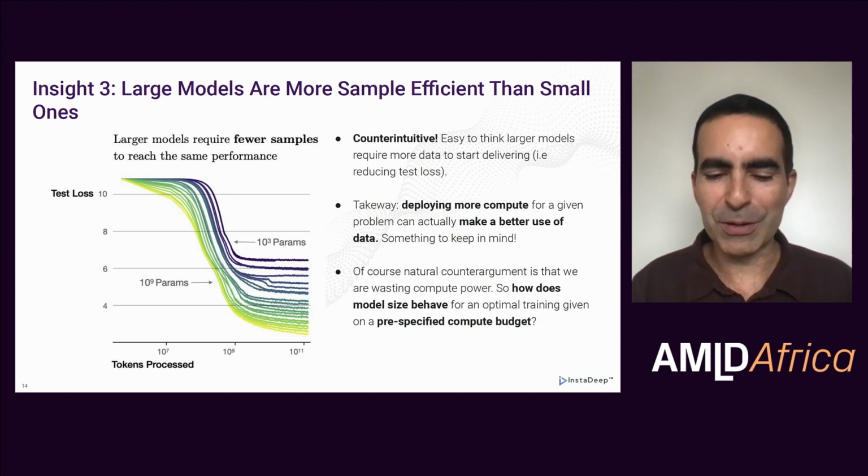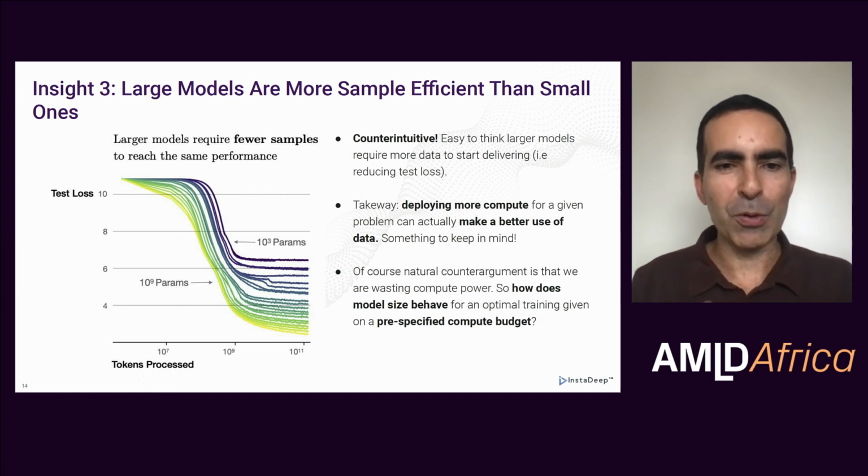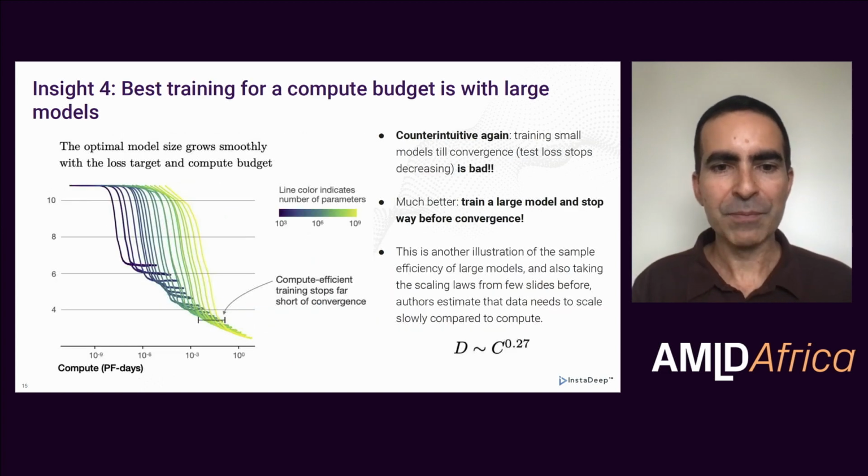So generally, when you see this, you would say, okay, this is true, you're more sample efficient, but actually you're using more compute. So somehow, it's very nice, but it's not very useful for me, given what I have and given the compute budget that I have. And this is where it gets very interesting too.